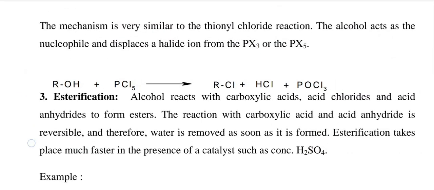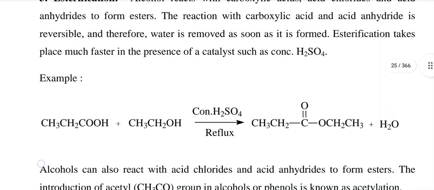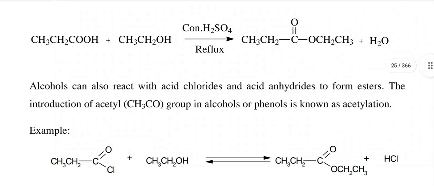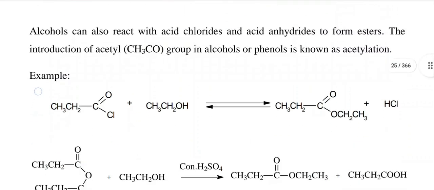Esterification. Alcohols react with carboxylic acids, acid chlorides, and acid anhydrides to form esters. The reaction with carboxylic acid is reversible, therefore water is removed as soon as it is formed. Esterification takes place much faster in the presence of catalysts such as concentrated H2SO4. Alcohol can also react with acid chlorides and acid anhydrides to form esters. The introduction of an acetyl group in alcohols and phenols is known as acetylation.